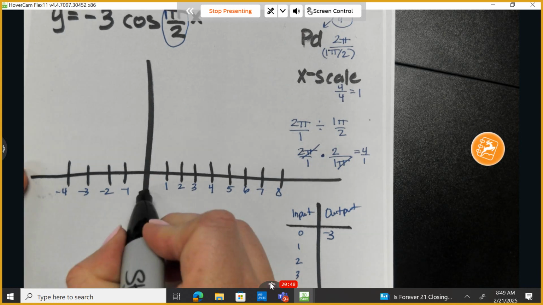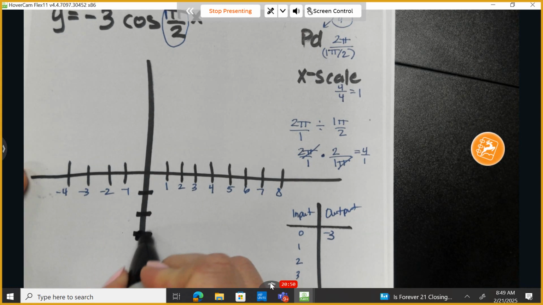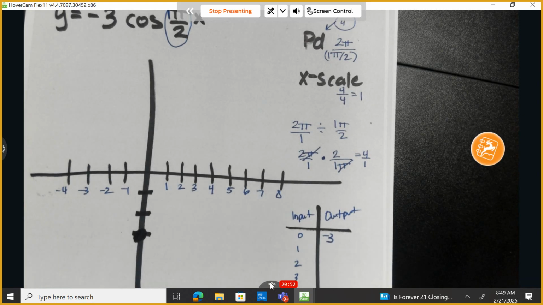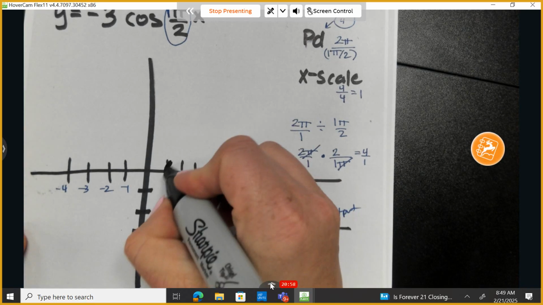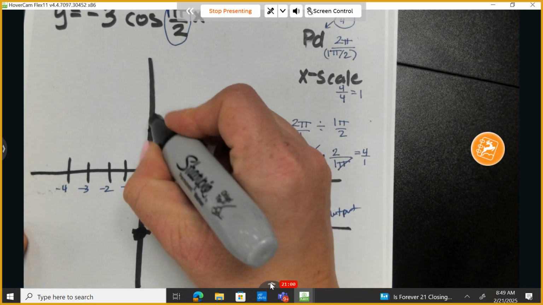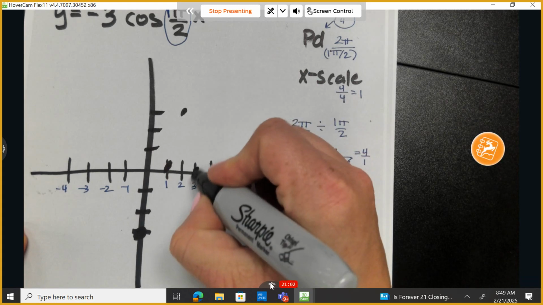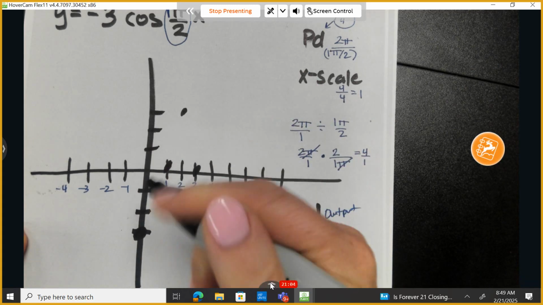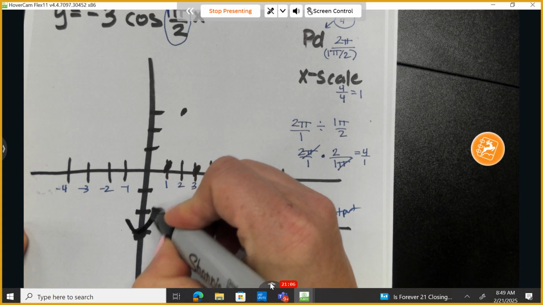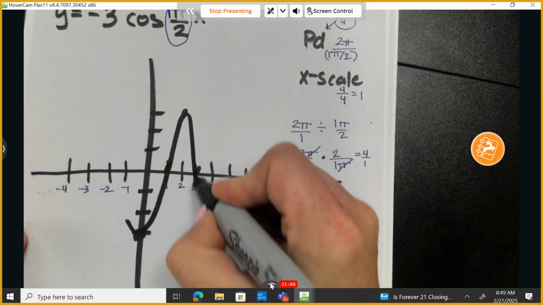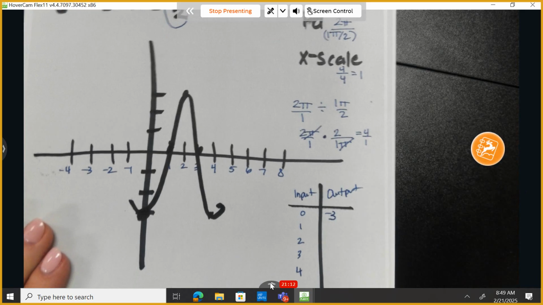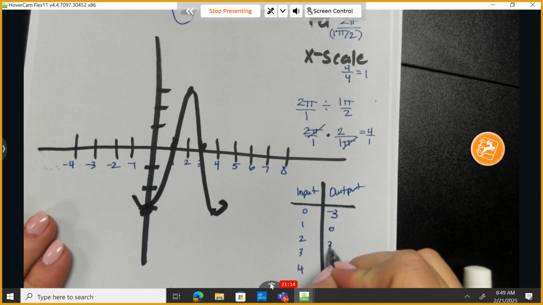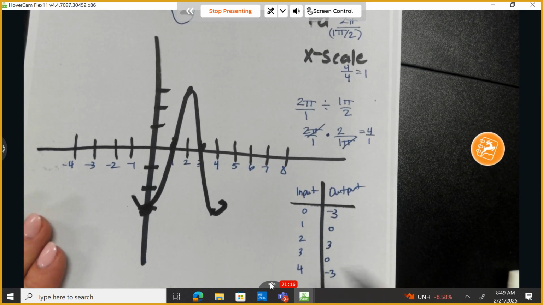So let's go down at 0. We have an output of negative 3. So honestly, I'm going to be real with you. At this point, I would cheat. I know the next one is going to be 0, and then I'm going to go up 3. 1, 2, 3, and then I'm going to come back, and then I'm going to go back down. So it's going to look like this. So I have to come back over here and fill this in. That's a 0, a 3, a 0, and a negative 3.